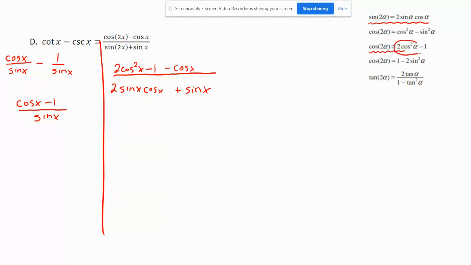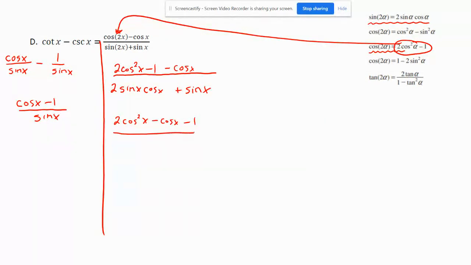So again, we're making this replacement here. So this becomes 2 cos squared x minus 1. I'm just going to rewrite this as 2 cos squared x minus cos x minus 1. And on the bottom, hopefully we recognize that there's a common factor of sine x. Now, if you look on the left-hand side, we know that we want to have a sine x in the bottom. So hopefully we recognize that we want this 2 cos x plus 1 to end up canceling out with something in the numerator.